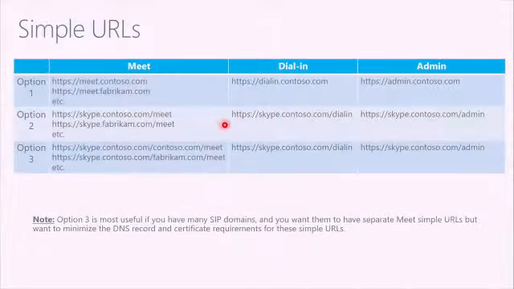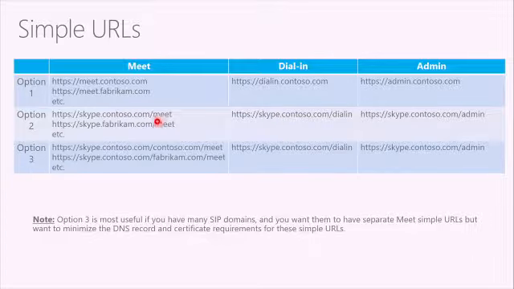Option two is instead of having a dedicated URL for each, like meet.contoso and so on and so forth, we try to standardize on it. So for example, skype.contoso.com becomes the base URL, and then we use /meet to handle the meet URL aspect of it, /dialin to handle the dial-in aspect of it, and /admin, right?